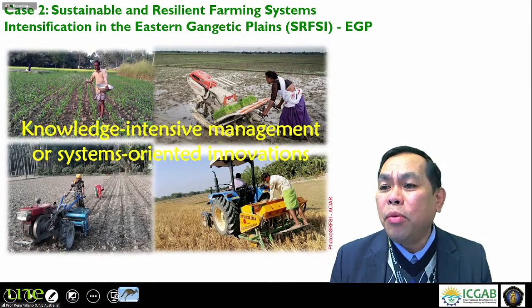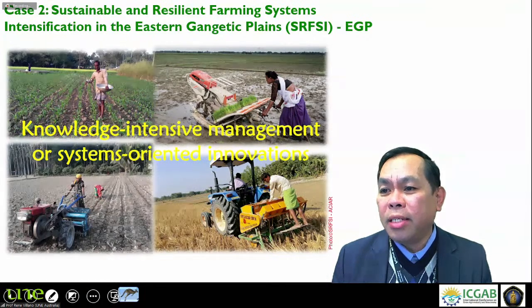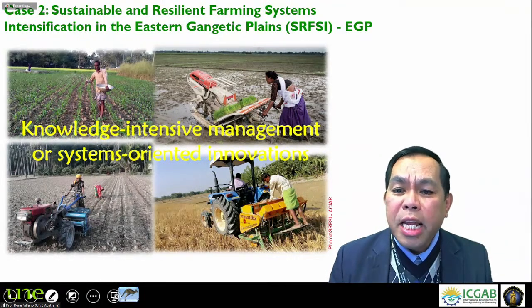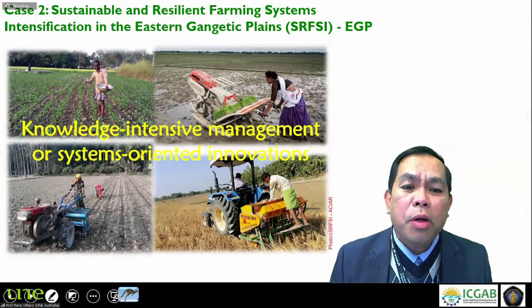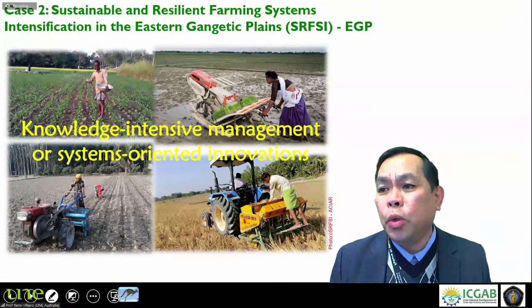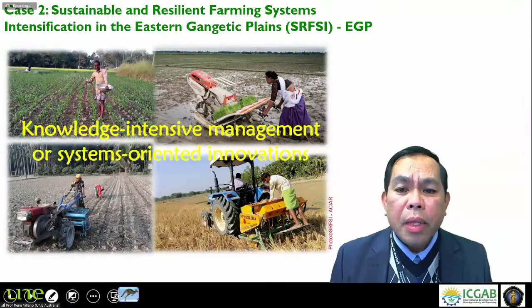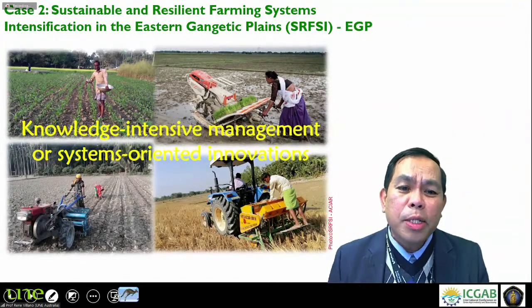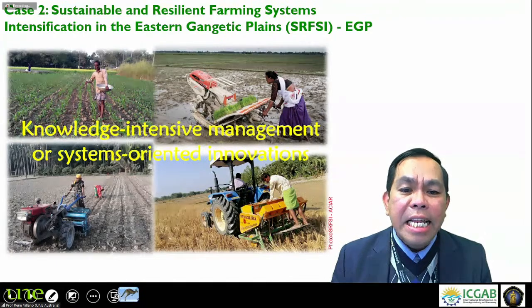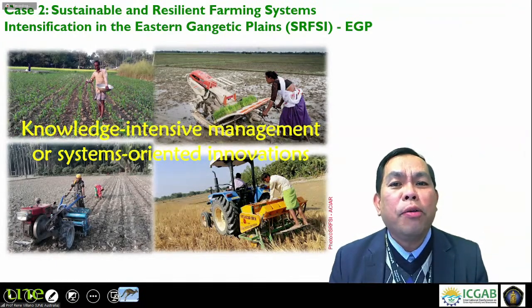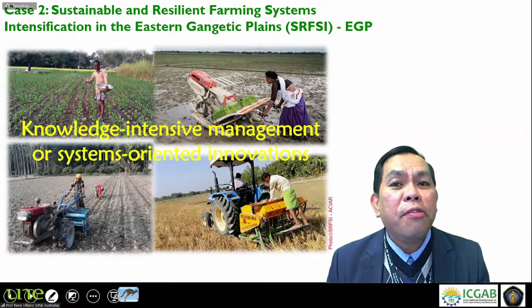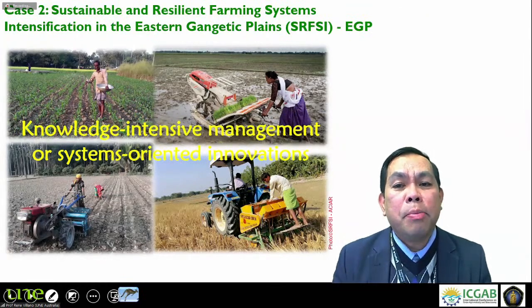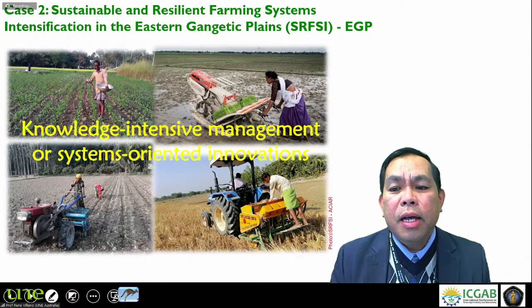such as the Sustainable Resilient Farming System or SRFSI. The Sustainable Farming Systems Innovation actually aims to reduce poverty by making smallholder agriculture more productive, more profitable, and resilient. And the core principle of this innovation is conservation agriculture-based sustainable intensification.